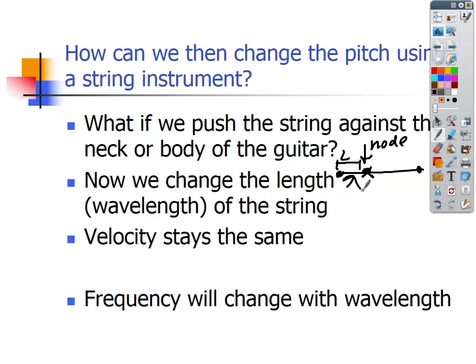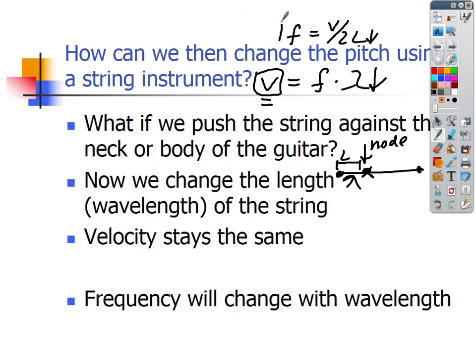So the velocity stays the same, so the frequency will change with wavelength. How does that work? Velocity equals frequency times wavelength. If I keep velocity the same and I decrease the wavelength, or if I look at this formula, V over 2L, if I decrease to L, I'm going to increase the frequency. So that's why you hear a higher pitch when the person brings their hand down along the neck of the guitar.